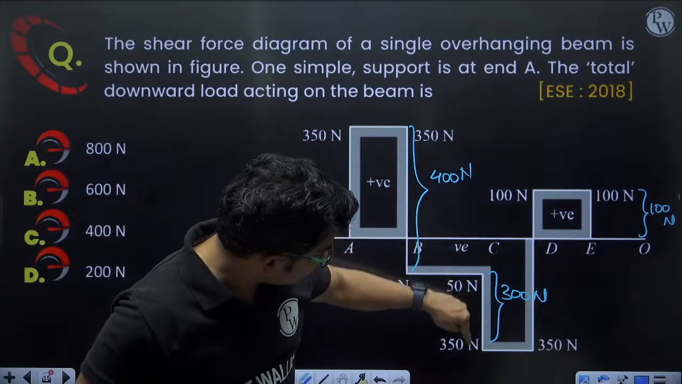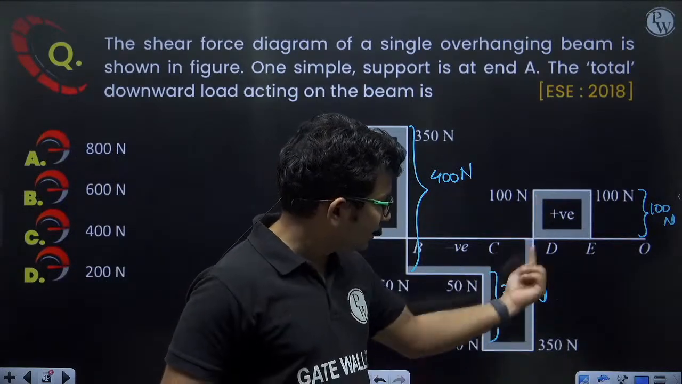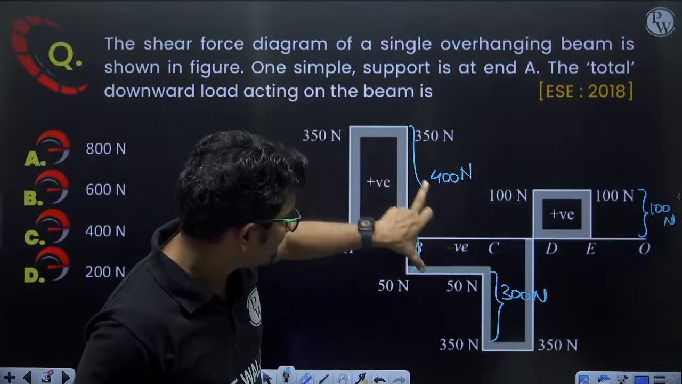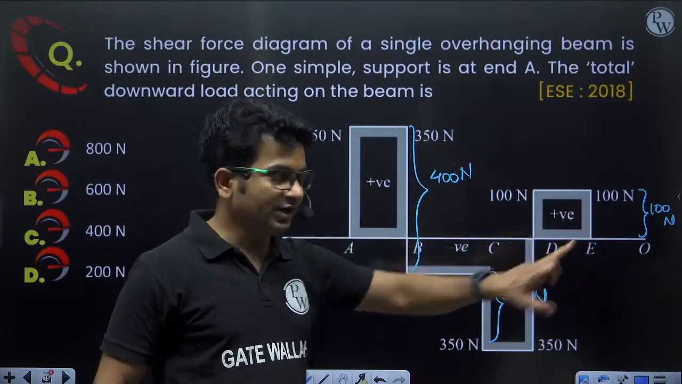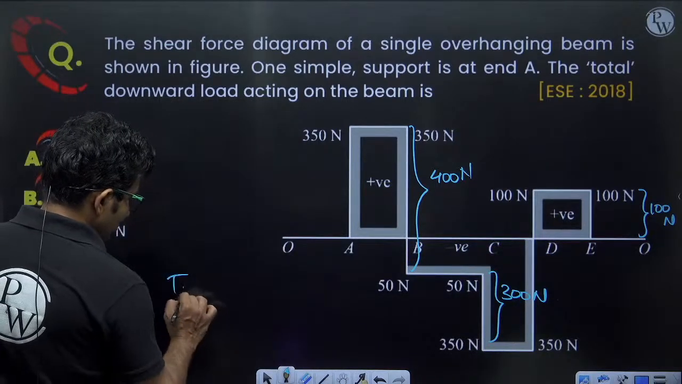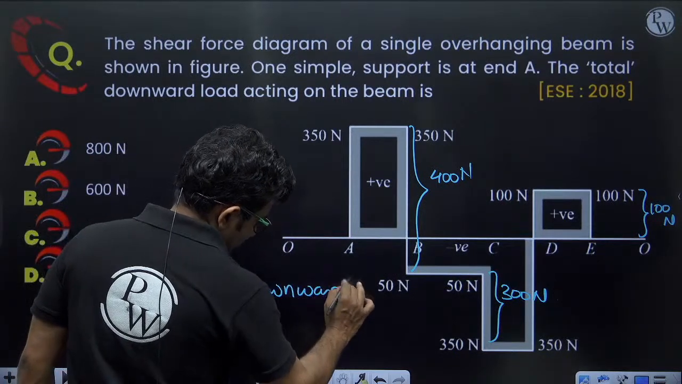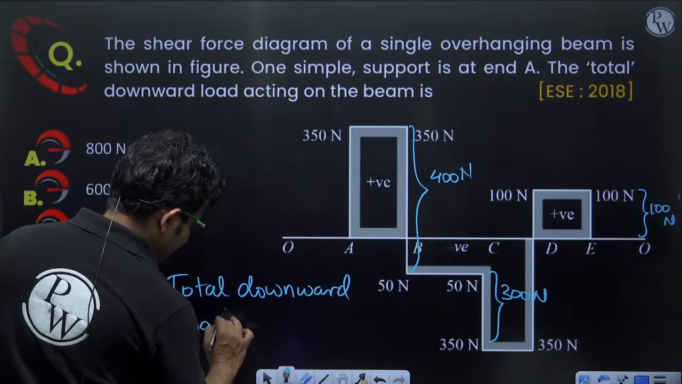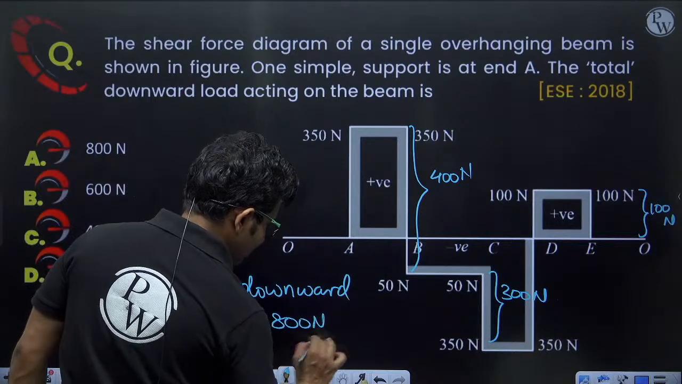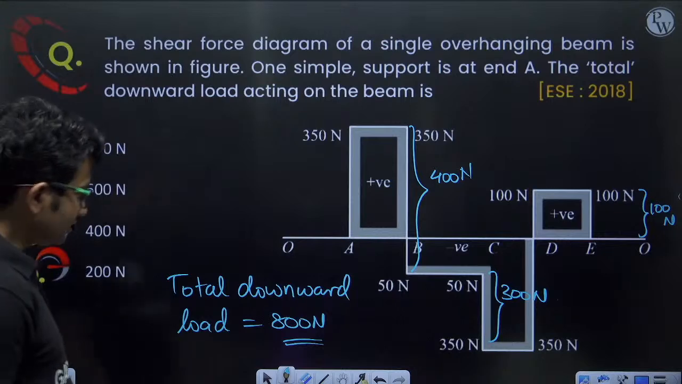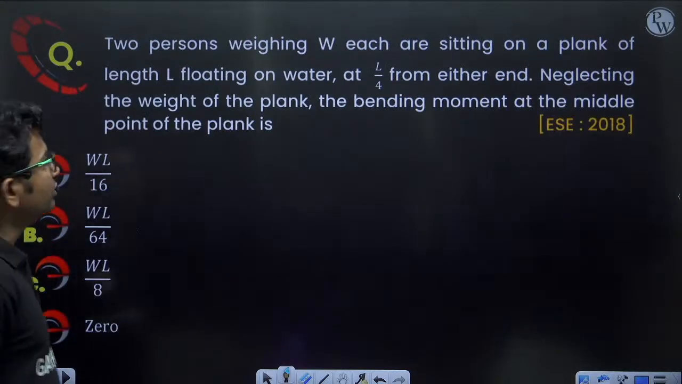Here it is going up, that means it will be a support, not a downward load. So 400 plus 300 plus 100, 800 Newton. So total downward load will be equal to 800 Newton. Correct answer will be option A. Option A is the correct answer. Okay, let's move on to the next question.